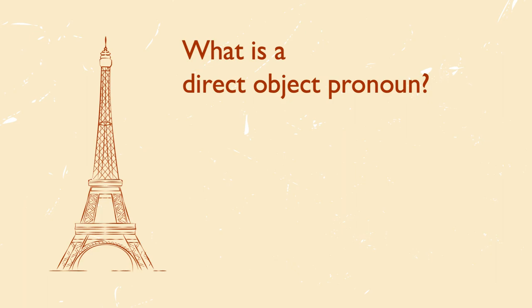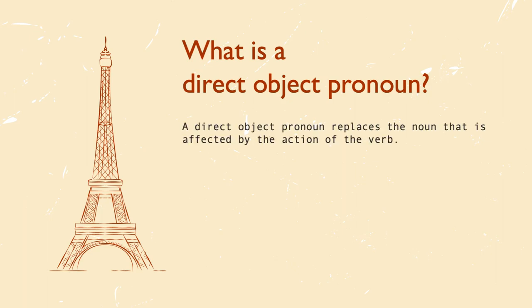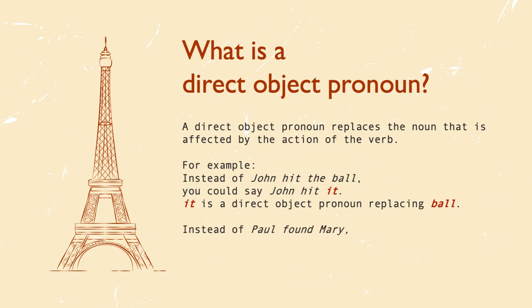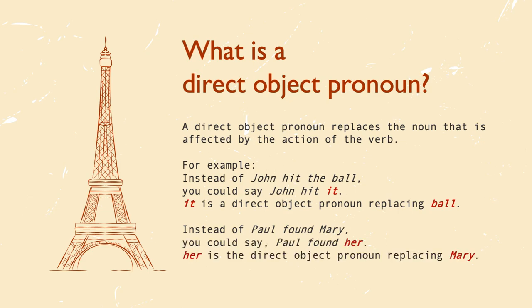What is a direct object pronoun? A direct object pronoun replaces the noun that is affected by the action of the verb. So for example, instead of John hit the ball, you could say John hit it. It is a direct object pronoun replacing the word ball. Instead of Paul found Mary, you could say Paul found her. Her is a direct object pronoun replacing Mary.